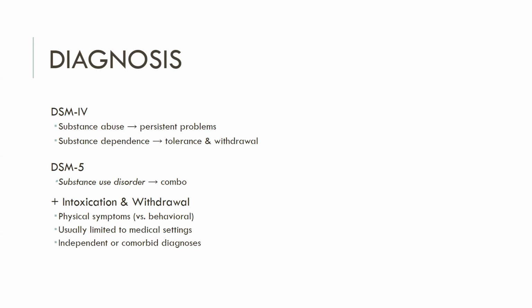So where a person has gone away to rehab, you might see these diagnoses used upon admission, or similarly, you might see these diagnoses used in an emergency room. These can be used as independent diagnoses, so you can simply diagnose a person as being intoxicated or in withdrawal, or they can be used as comorbid diagnoses alongside the substance use disorder label.